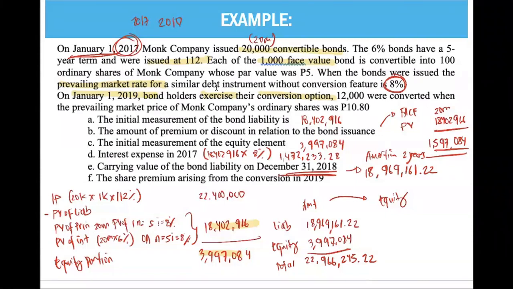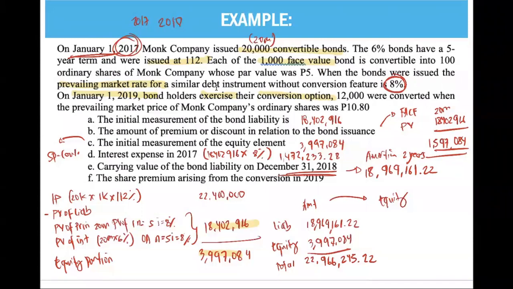3,997,084. Remember this also. Only the liability is amortized. The share premium conversion will remain the same. So whatever is the share premium conversion, this is letter C, share premium conversion, will remain the same. So the total amount is 22,966,245.22. Now, it will be transferred to equity.